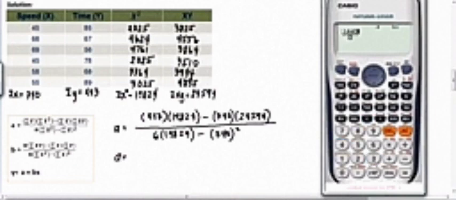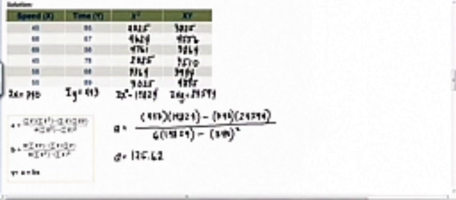So, 443 times 19,824. Okay, minus parenthesis 340, parenthesis 24,594, close parenthesis, and then baba nyo siya, ayan, and then I will type 6 times 19,824 minus 340 and then square. Ayan. And then you press equal sign. So 125.62 na yan, guys. Okay? Now let us have yung letter B.